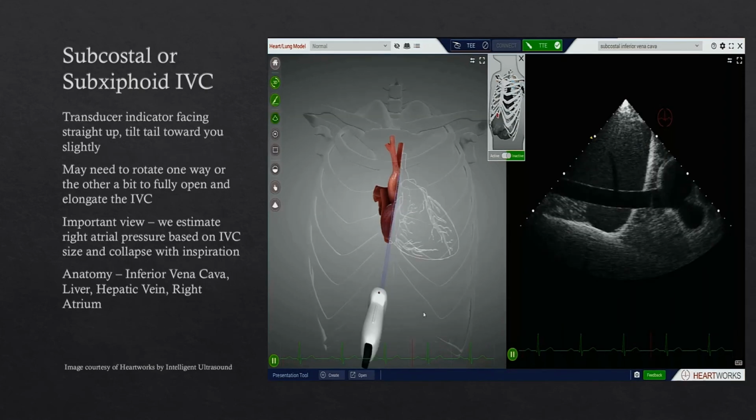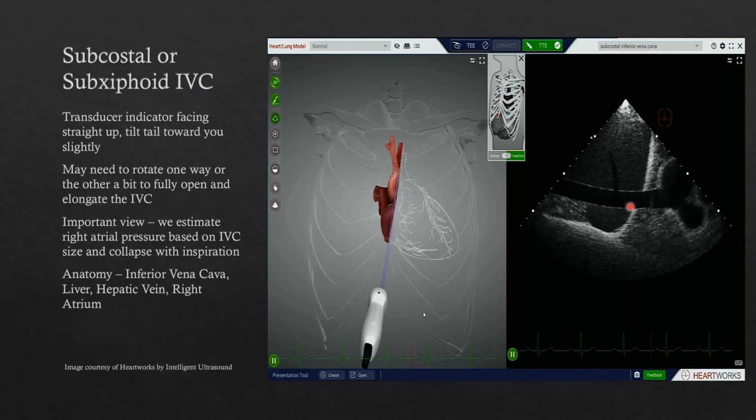All right, moving on, we've got our subcostal or subxiphoid IVC view right here. So our inferior vena cava. What we're going to do, just like we were looking at with our short axis view in the subcostals, we're going to take our transducer, rotate it 90 degrees so our indicator is facing straight up, and take the tail and tilt it towards us slightly so it angles our beam right in this area of the heart so we're catching the inferior vena cava.